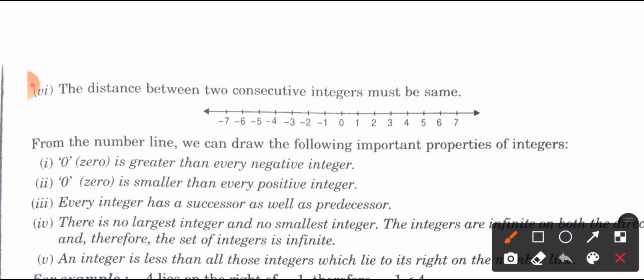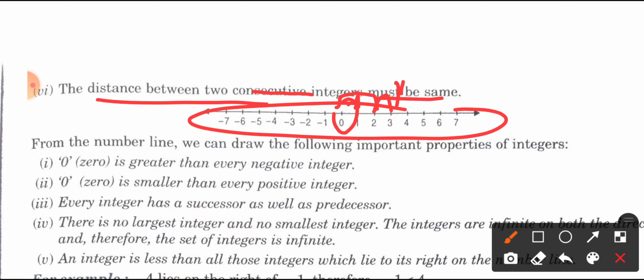So you can see this is a number line, and the distance between two consecutive integers must be the same. You have to mark the middle as 0. On the right side you have to mark positive numbers, on the left side negative numbers. And between every number, for example between 0 and 1, 1 and 2, 2 and 3, the distance must be the same between all the numbers.